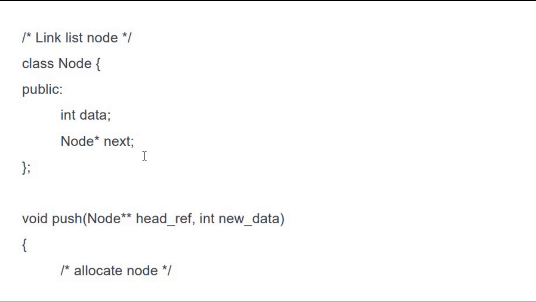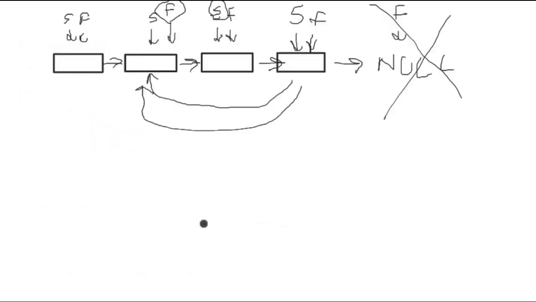And these are the 5 approaches which can be used to detect whether a loop exists in a linked list or not.